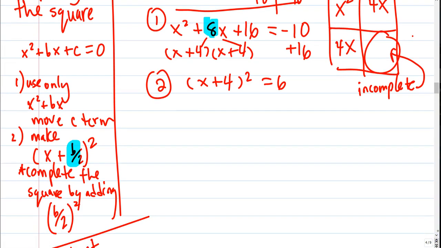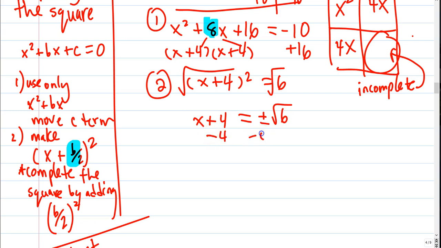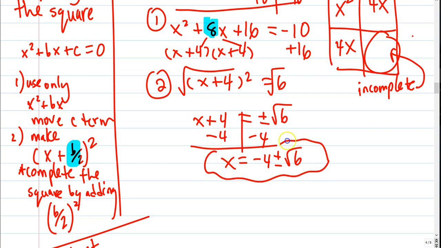we can now solve this using inverse operations. We have turned this back into an 11.1 question, meaning I can undo the squaring by square rooting. The square root of x plus 4 squared is just x plus 4. The square root of 6 is plus or minus root 6. And last, we subtract the 4, getting x is equal to negative 4 plus or minus the square root of 6. This is the easiest way to solve this question.